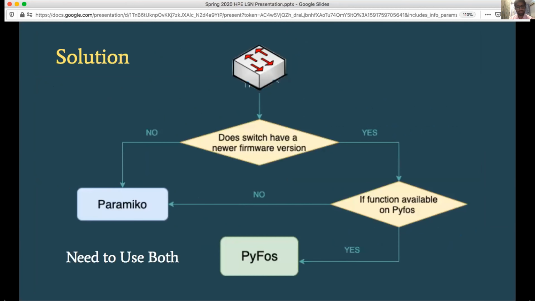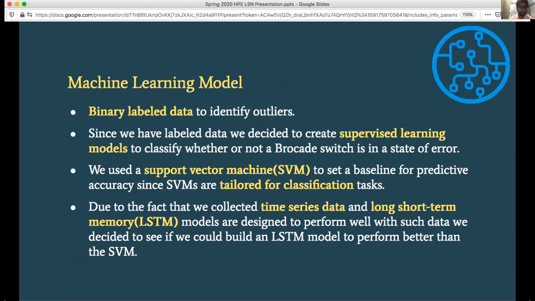So our solution actually involved using both of these libraries, depending on the shown decision process. If the switch does not have a firmware version supported by Pyfos, we just use Paramiko. Otherwise, we would divide the functions on the switch in terms of their availability in the Pyfos library. Next slide.